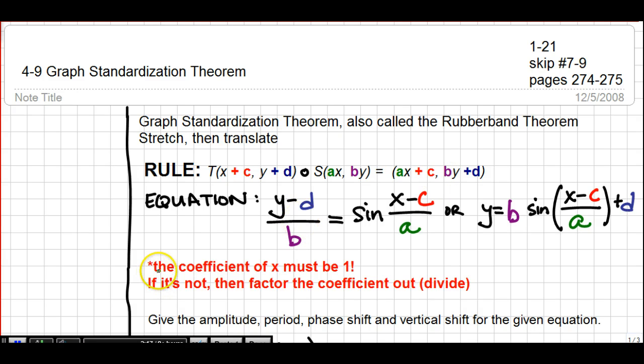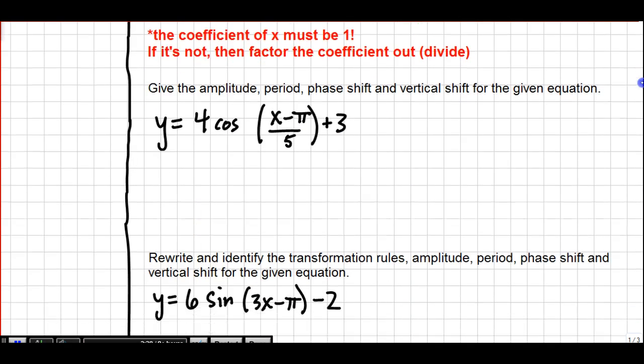It's also important that students remember and keep in mind that if the coefficient of x is not a 1, you need to factor out that coefficient by dividing. And I'm going to illustrate what that looks like with some examples today. So let's go ahead and give this a try. We're going to focus mostly on the equation part of it, and then we'll finish up with a graphing question.